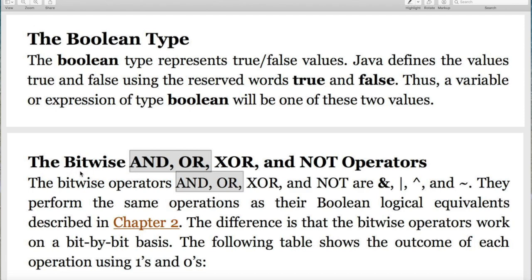If you look down here, you'll see a bitwise representation for these Boolean values. We have and, or, exclusive or, and not operators. We won't do the exclusive or, but we will do the and, the or, and the not. This is a bitwise operation, which means they're going to represent the Boolean as bits. True is 1. False is 0.